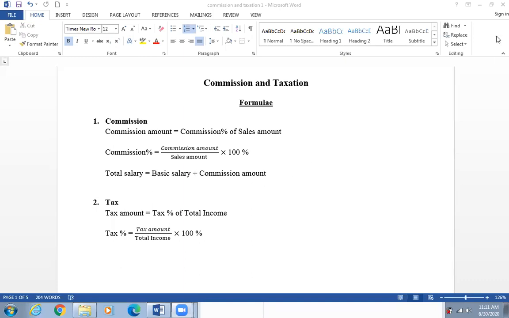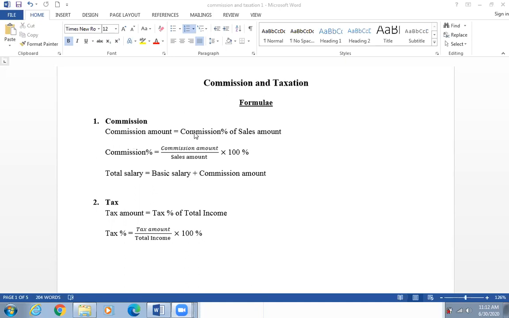Okay, so let us go to the formula over here, commission and taxation. So formula of this one, commission. So let us learn the commission first. Today we will learn commission only. Tomorrow we'll go for the taxation.